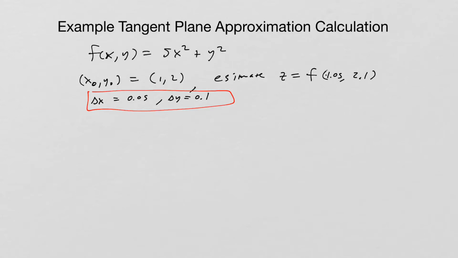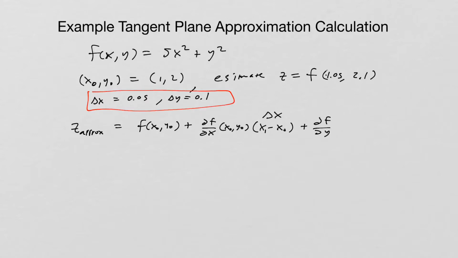So of course our approximation is going to be equal to f of x naught, y naught, plus the partial derivative of f with respect to x at x naught, y naught, times x minus x naught. This is also called delta x, and plus the partial derivative of f with respect to y at x naught, y naught, times y minus y naught, otherwise known as delta y.